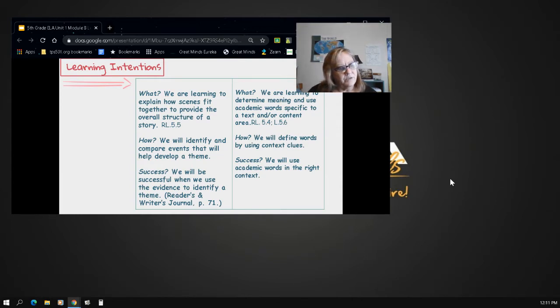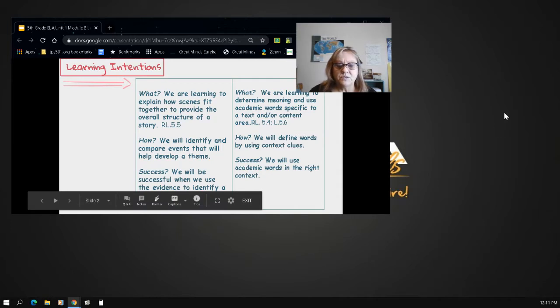Another one we're going to work with is learning to determine the meaning and then use academic words specific to a text or the content area. How will we do this? We're going to define words by using context clues. We will be successful when we use the words in the right context. Let's go on.